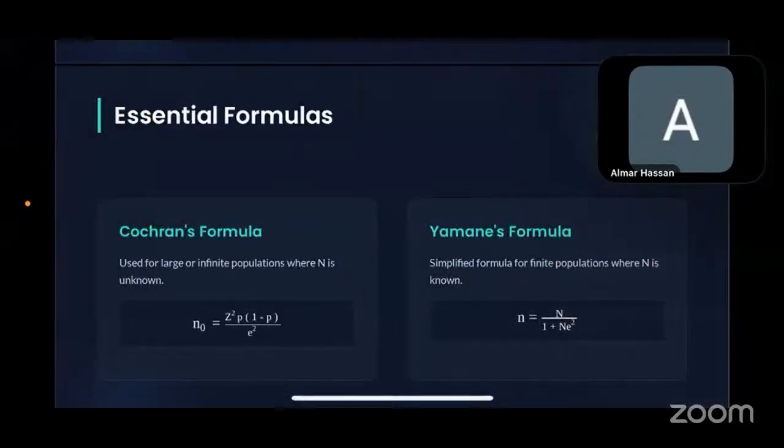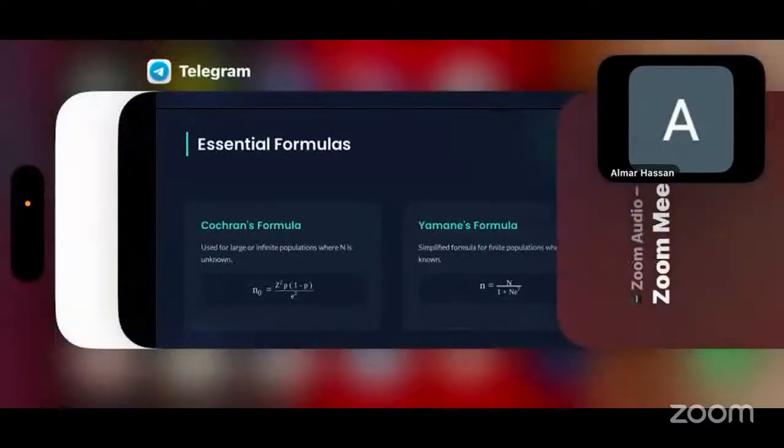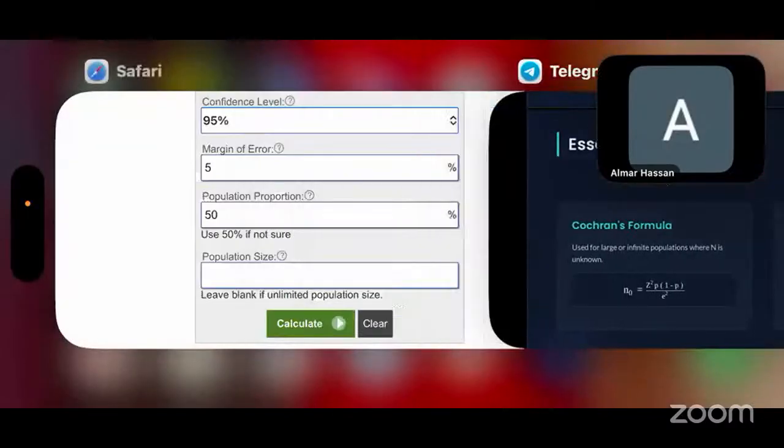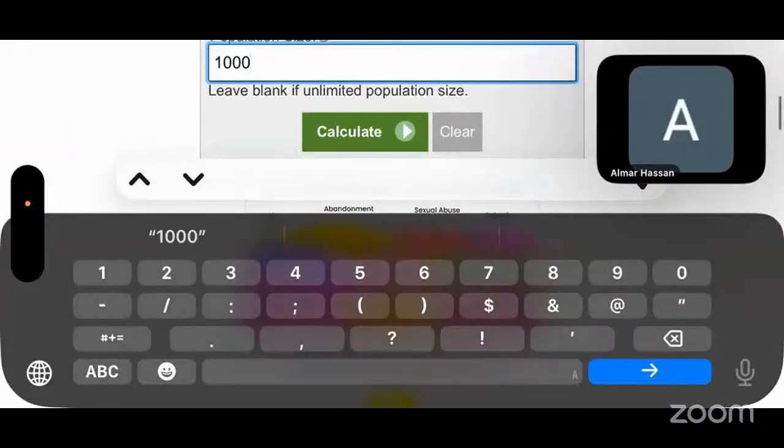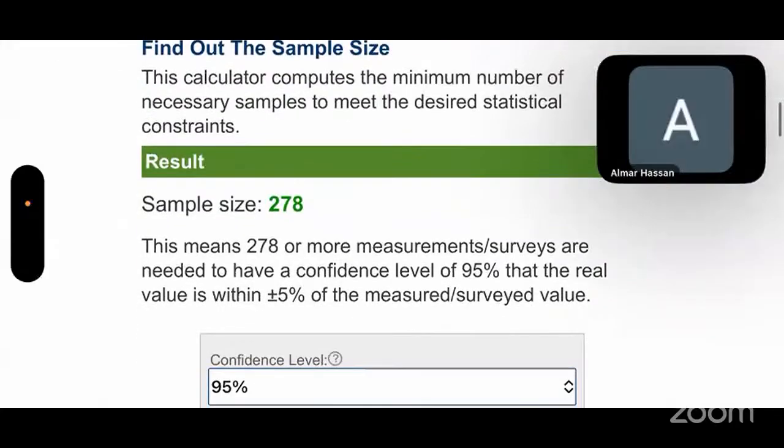Now, let's say you have Yamane's formula. So when do we use Yamane's formula? Yamane's formula is usually for a finite population, in which you actually have a population in mind, and you can actually put it in. Let's say in a coffee shop, you wanted to determine something, like the number of customers in the coffee shop. Let's say that there are 1,000 people going to that coffee shop, right? So right now, since I have the exact population, I can write this down here. So my population size is 1,000. Let's go. So here you have a sample size of 278.